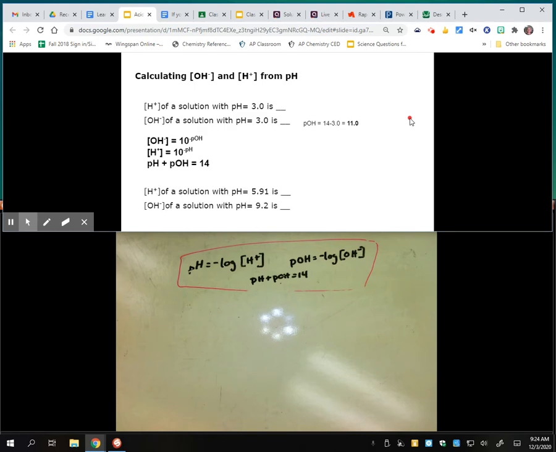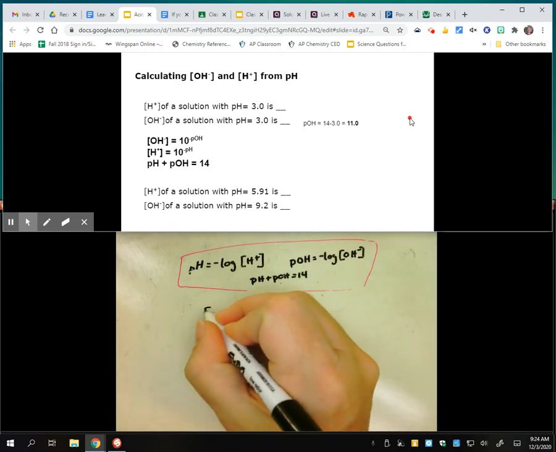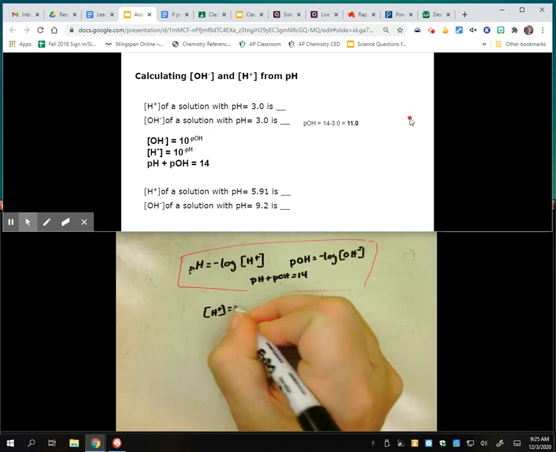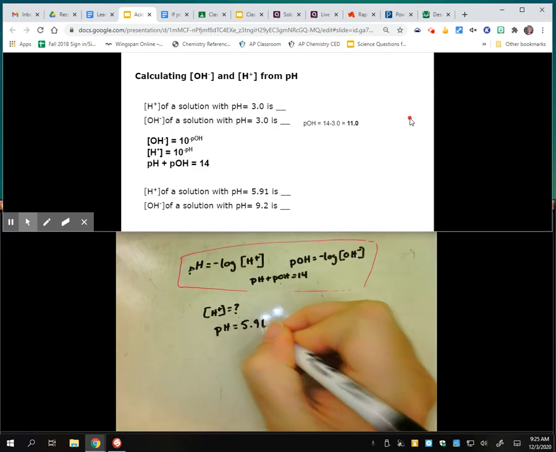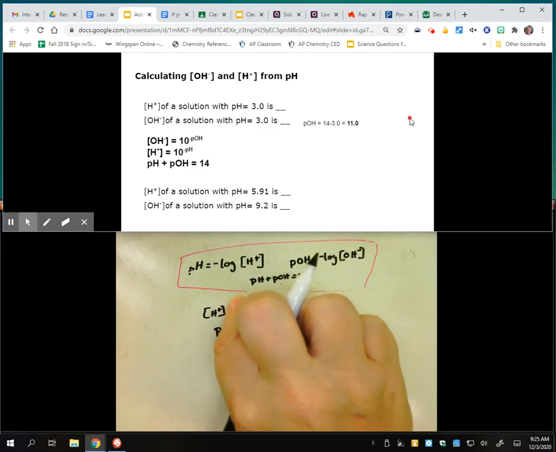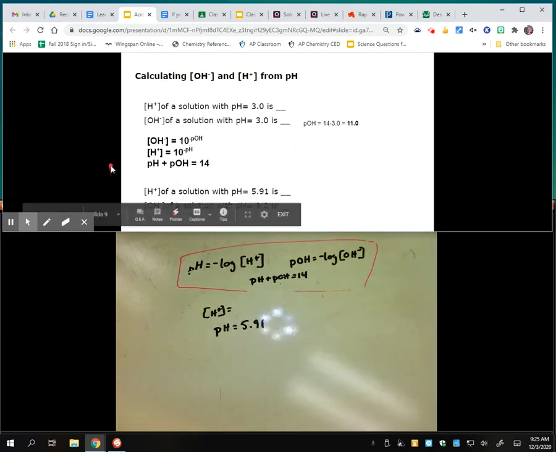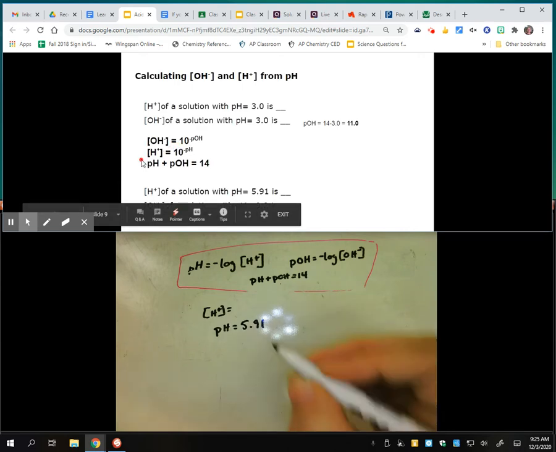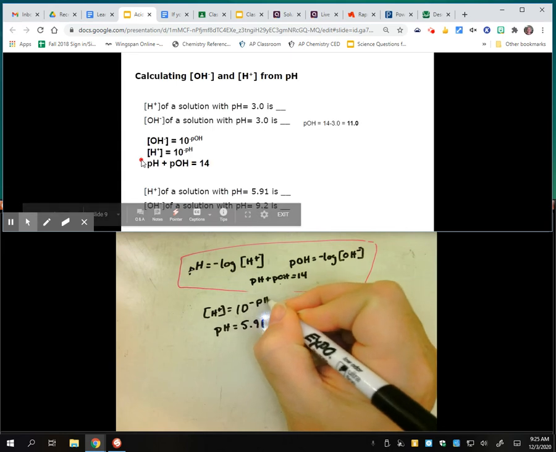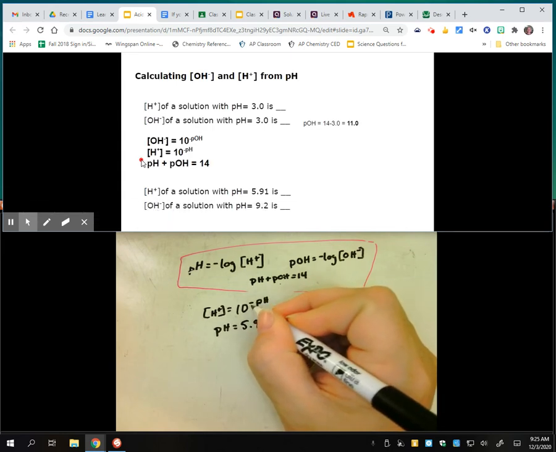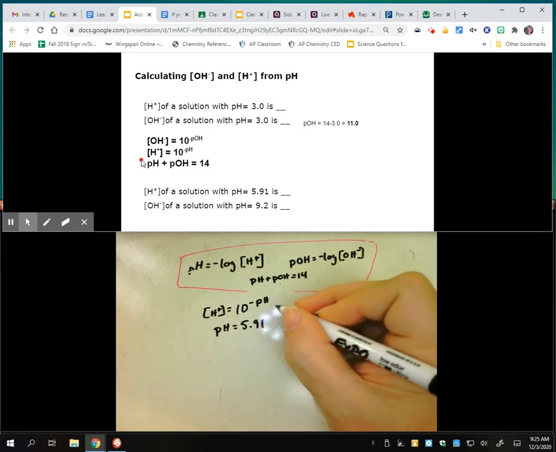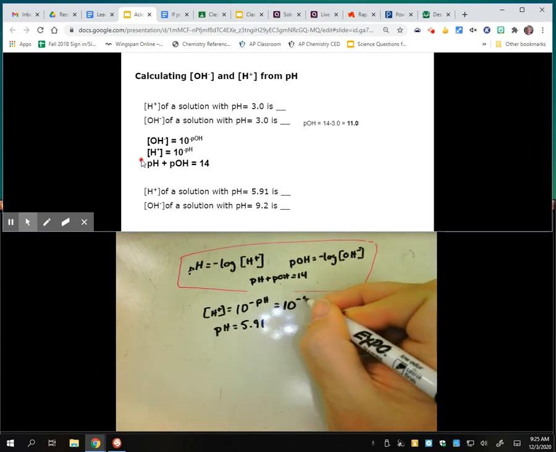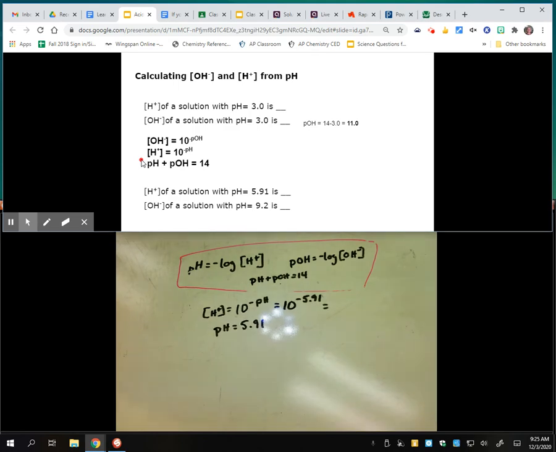Here we go. Let's look at that first one. We want to know what the hydrogen ion concentration is, and they give us a pH of 5.91. To plug that into the formula, we're going to use this formula right here because I am looking for my hydrogen ion concentration. That's 10 to the negative pH. Make sure when you're plugging this into your calculator, you put in that negative sign. If you don't, you will get an answer, but it will not be the correct one. So 10 to the negative 5.91 is what I'm going to plug into my calculator.